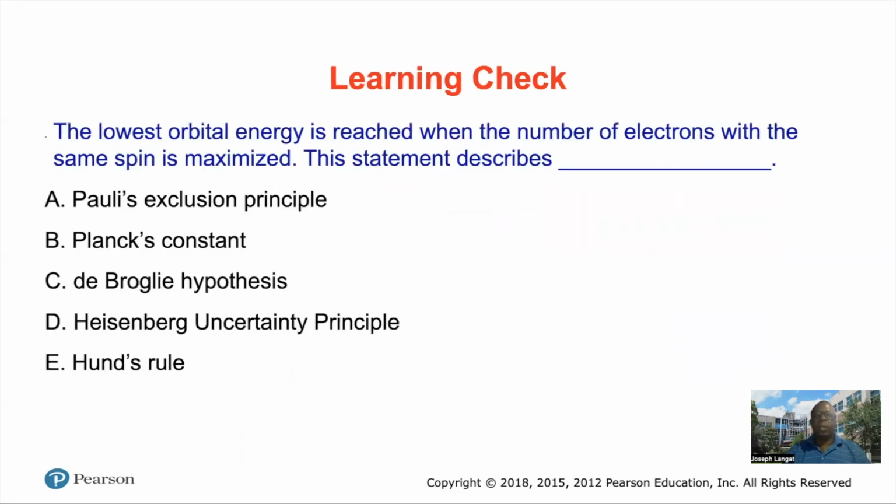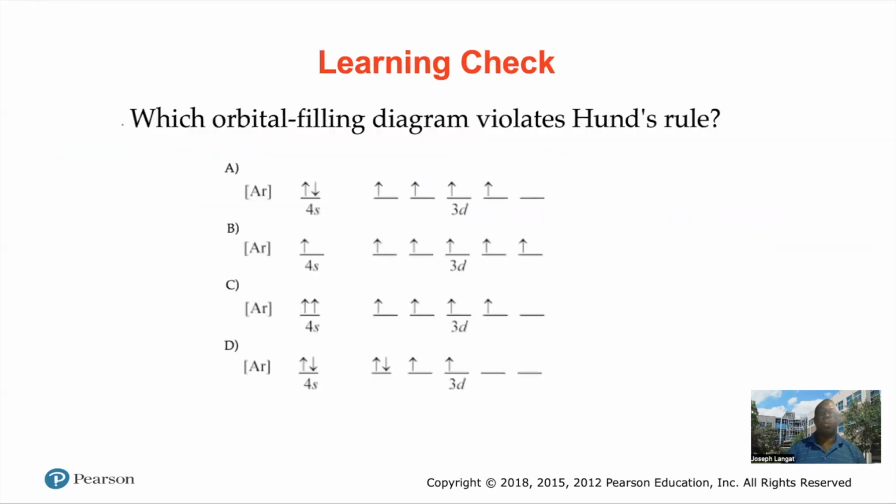Lowest energy level is reached when the number of electrons with the same spin is maximized. This describes Hund's rule. You should be able to state Hund's rule, and you should be able to state Pauli's exclusion principle. Pauli's exclusion principle is about pairing them up: when they are paired, they should have opposite spin. Hund's rule states that they are singly distributed first before you start pairing them up. You need to remember that.